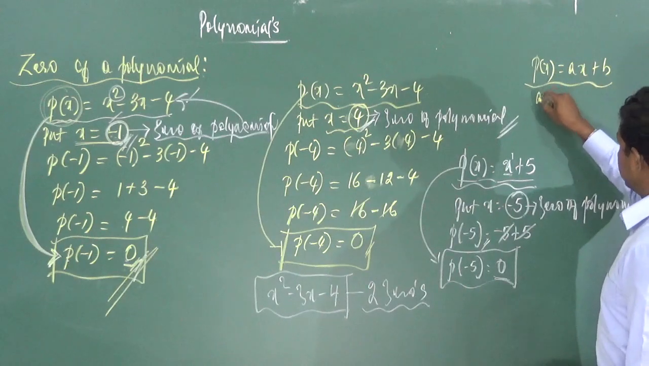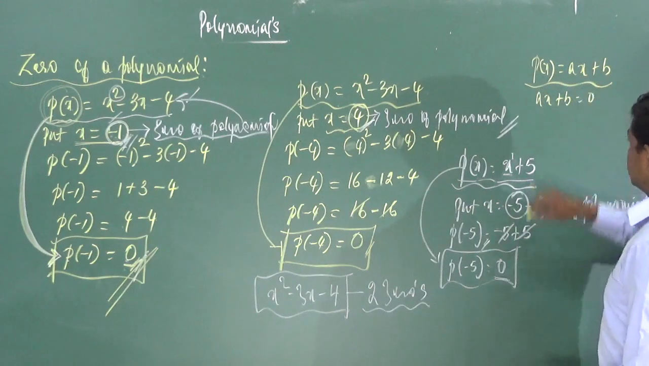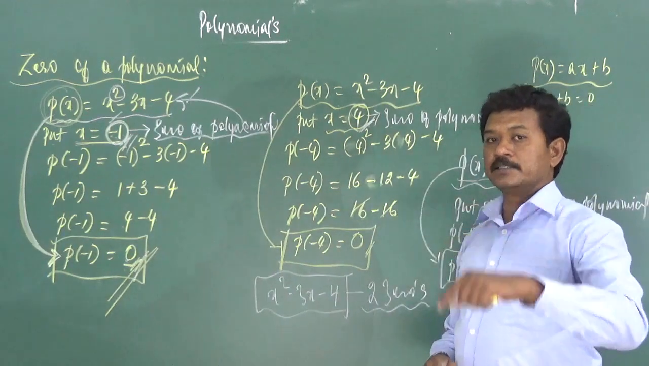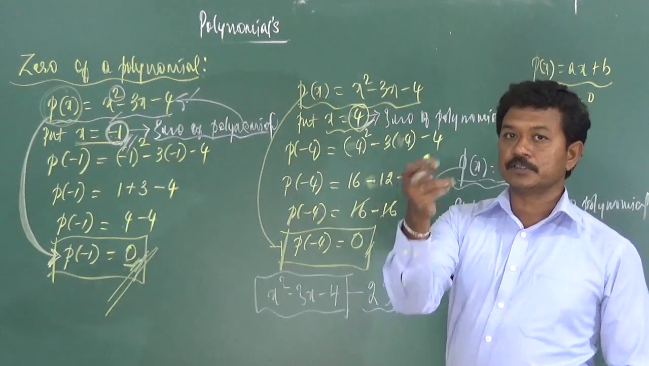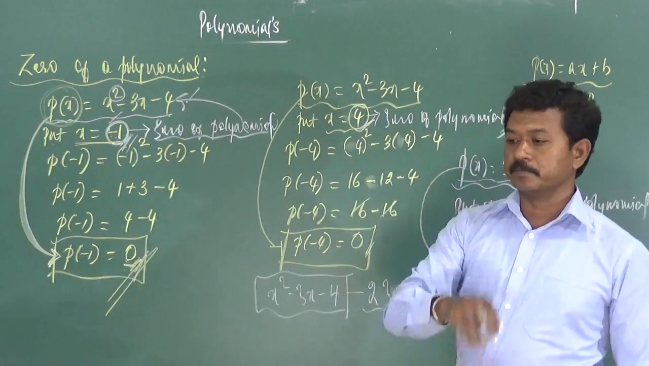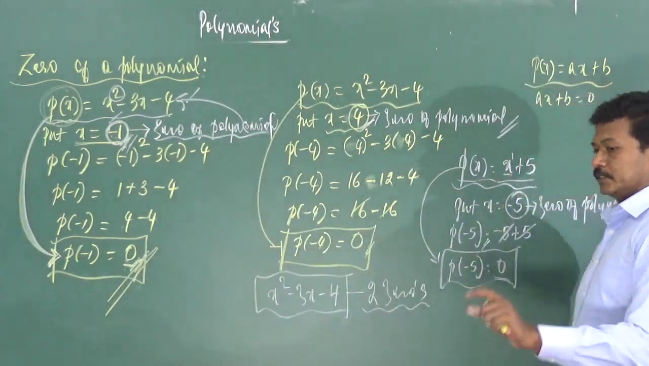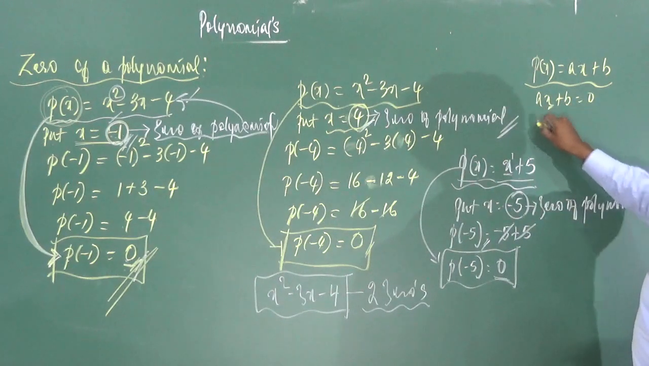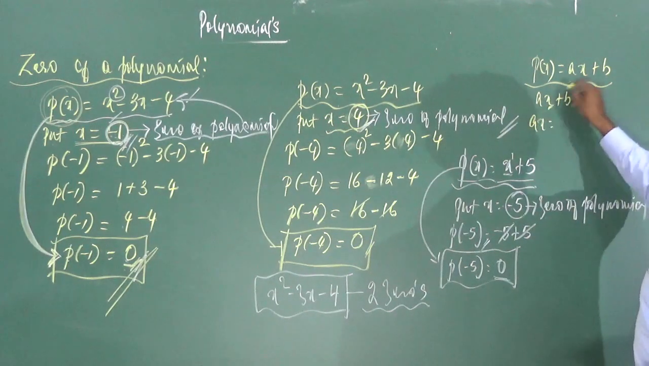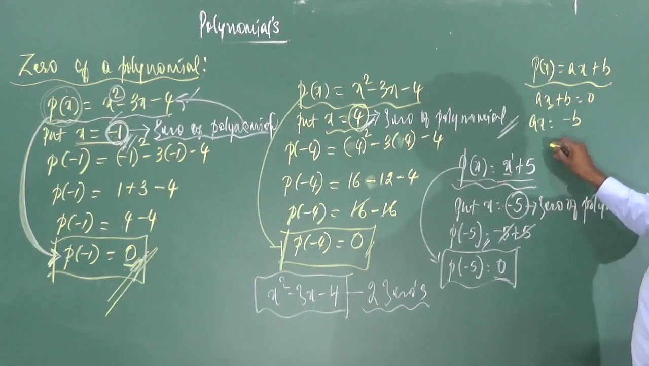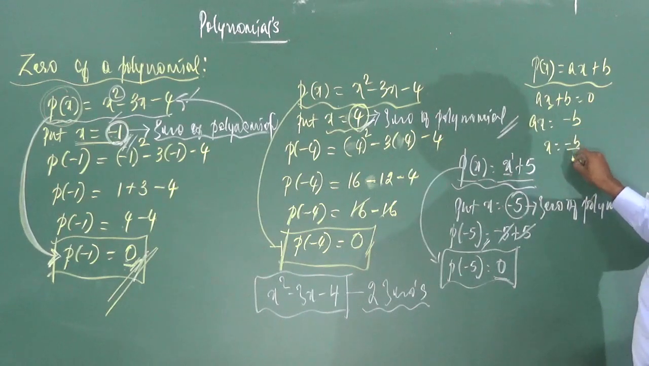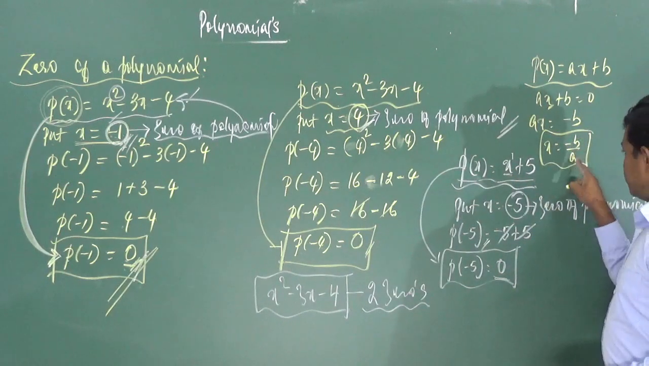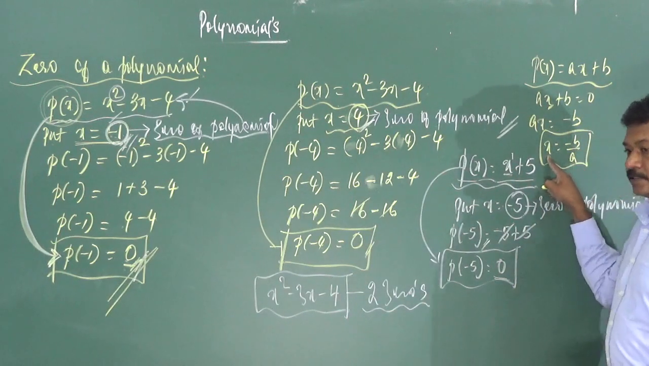So, therefore, we will equate this. Ax plus b is equal to 0. Why should we equate the linear polynomial to 0? Because if you want to get the zeros of that polynomial, you have to equate that polynomial to 0. That's very simple. So, you need the value of x. So, x is equal to, that is ax is equal to, plus b goes to the RHS, that becomes minus b. So, x is equal to minus b by a. So, that is minus b by a is the 0 of this polynomial.